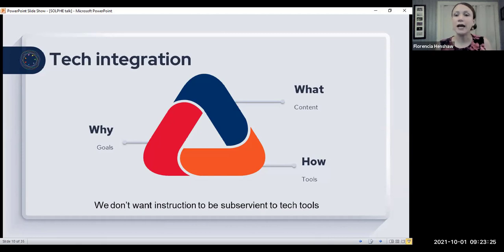And so the same parallel could be applied to technology integration. We need to start with why, with what our goals are. Then we figure out the what, the content or the task, the activity. And last step is the how, is the tools. So just like we don't want content to be subservient to grammar, we don't want instruction or our approach to be subservient to tech tools.